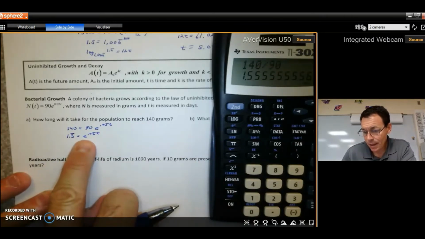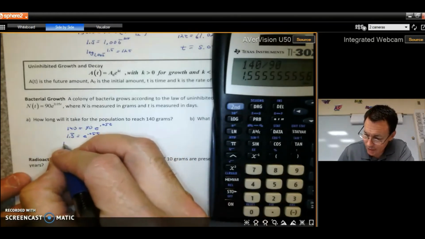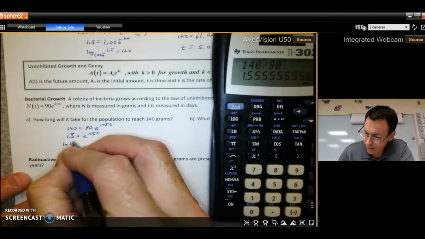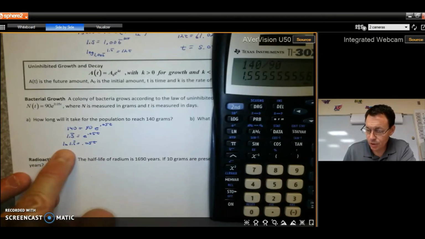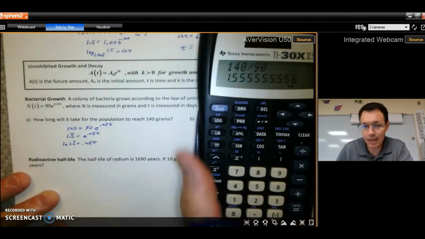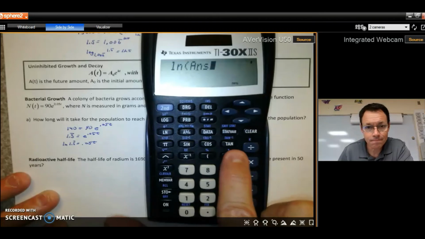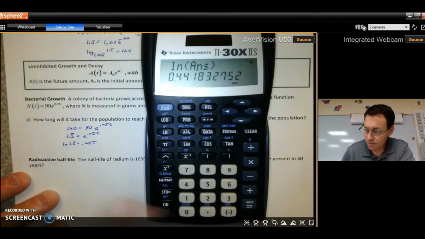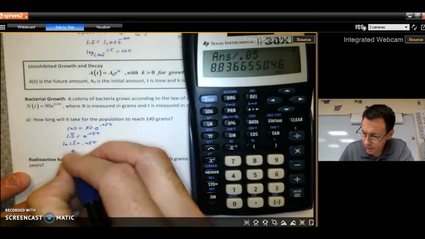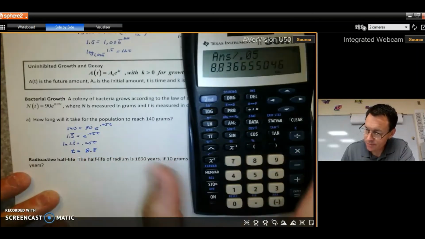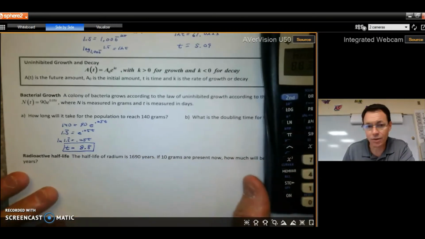This is an e, a natural number, so we're going to take the natural log of the other side. So the natural log of 1.5 repeating equals 0.05t. I've got two steps. I'm going to do the natural log of this, which is in my calculator. So I can do the natural log, and then I can hit the answer button, and then we're going to divide by the 0.05, and that's our answer. So t equals 8.8. I think this is in days. So it'll take 8.8 days to go from 90 to 140.